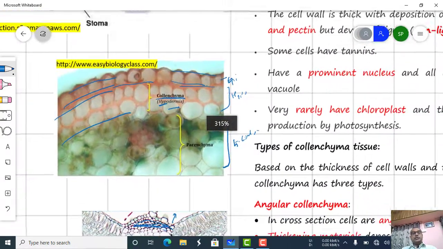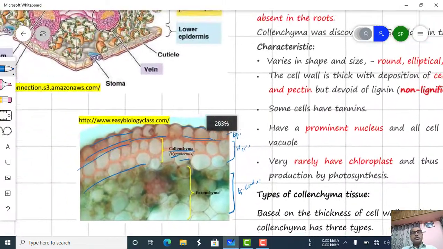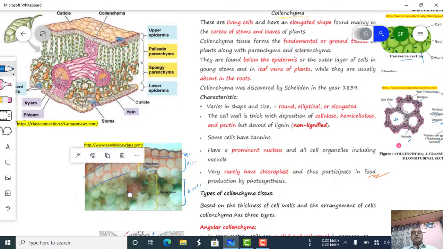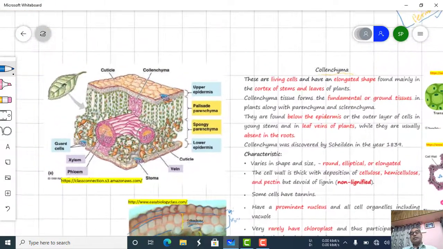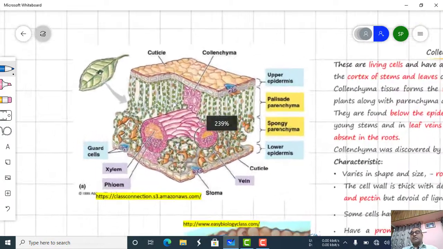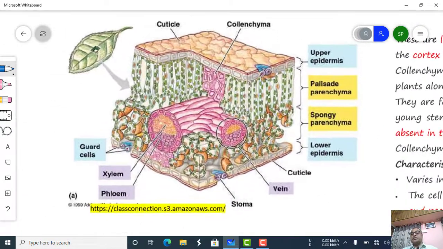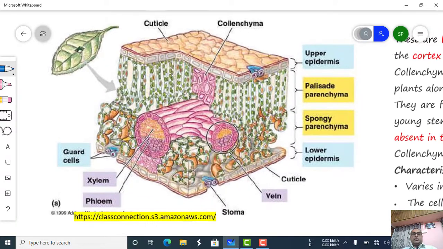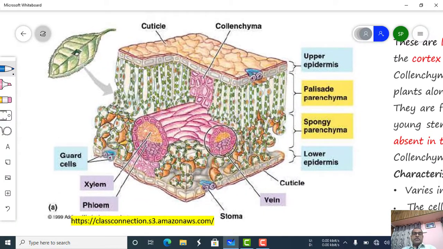So in the plant tissue system, collenchyma tissue is present in the stem, in the leaves, as well as in the petioles. This is one more figure representing the three-dimensional structure of the leaf.